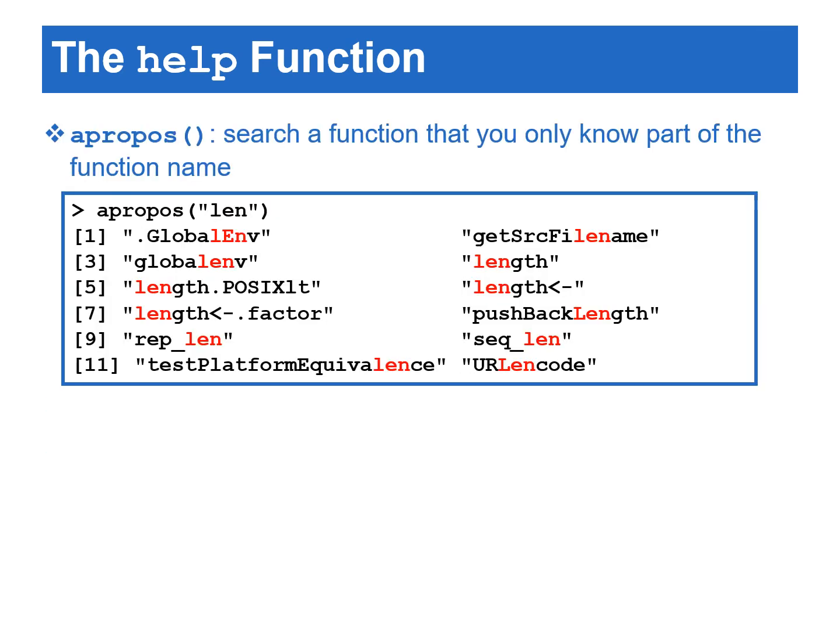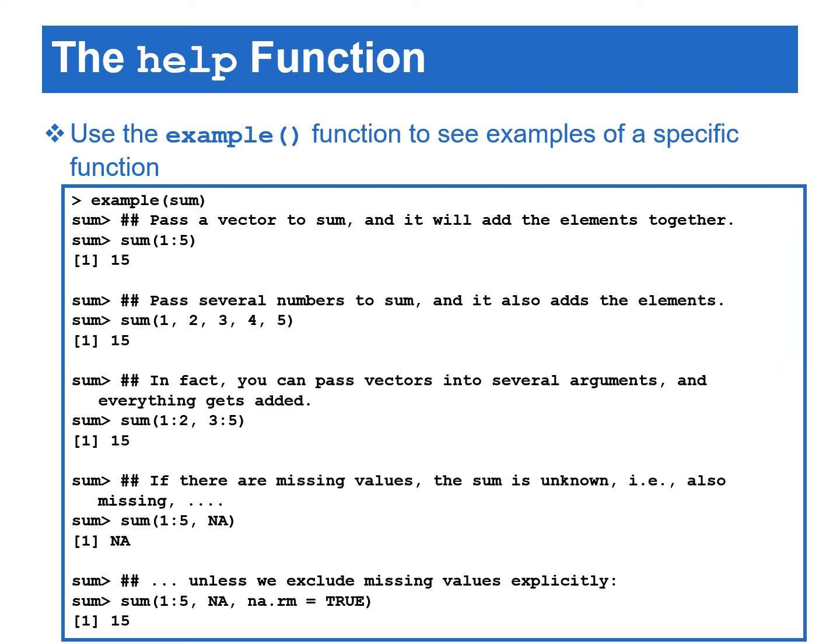There is another situation when we only know part of the function name. We can provide the partial name to the apropos function, which will return all the function names that contain the partial provided word. Another advantage of using this function is that we can provide a regular expression for searching. The topic of regular expression will be discussed in a future video. The example function is also very useful when you want to see examples of using a specific function.